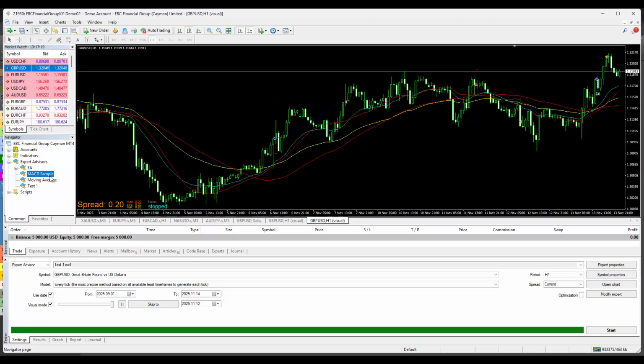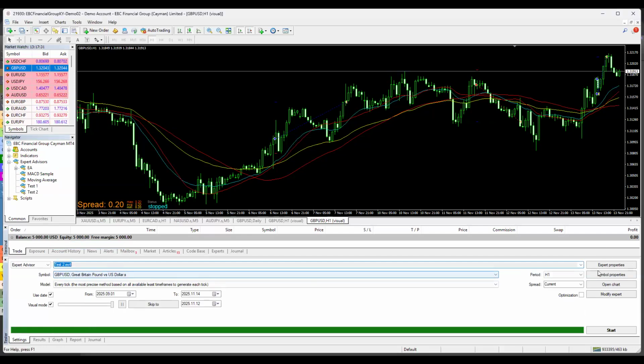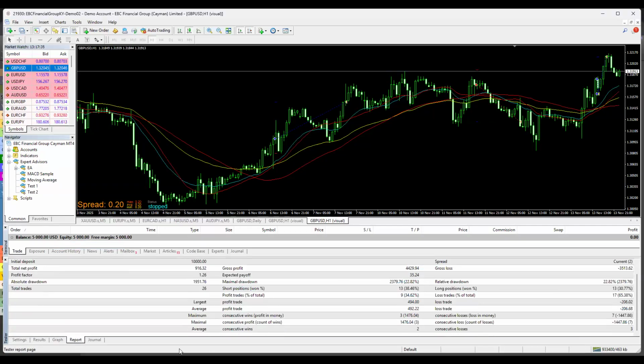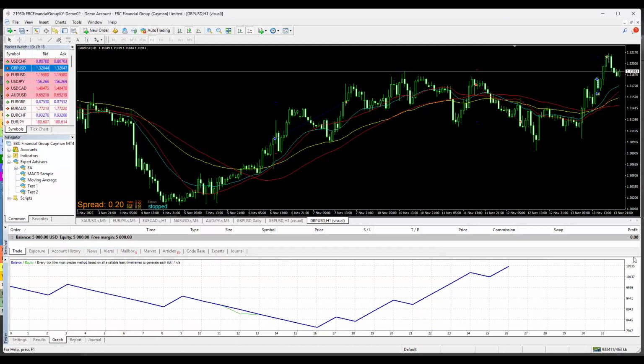Okay. I'm just going to refresh here. And we have our test 2 file here. So what I'm going to do now is just test it. Test 2. And I'm going to test it using the same condition as we did the first one. So this is our report for the first one. We ended up with a net positive of almost $1,000. So we made almost $1,000 on the 10K account, about 10%.